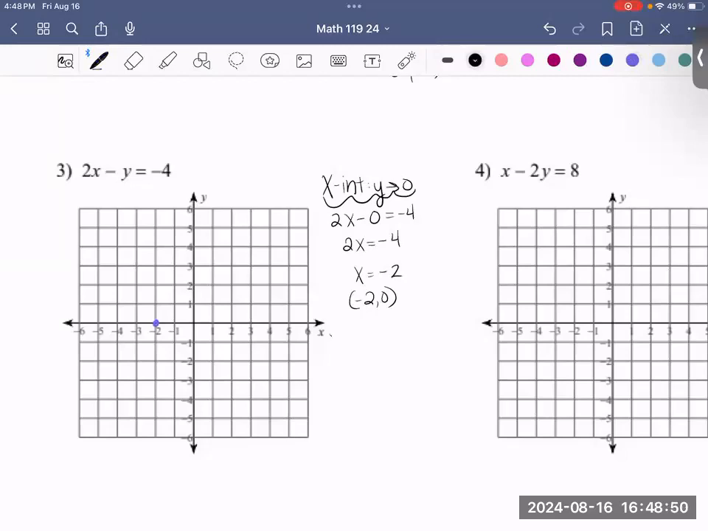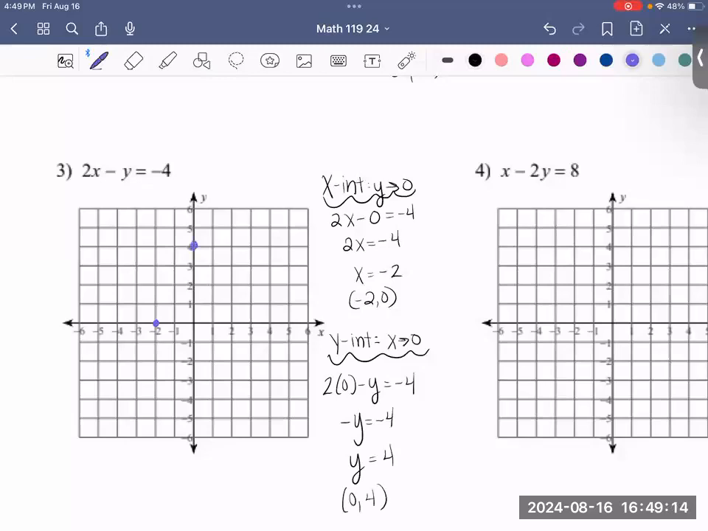Let's do it again for your y-intercept by plugging in 0 for x. 2 times 0 minus y is equal to negative 4. So negative y is equal to negative 4. Therefore, y is equal to 4. So we're going to plot 0, 4.